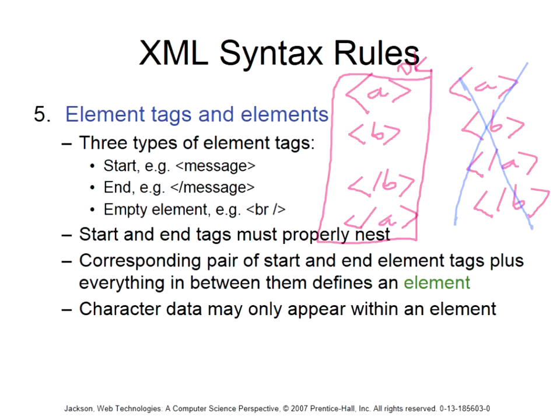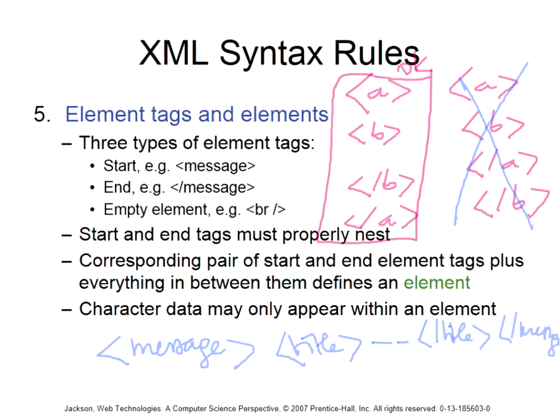Start and end tags must be properly nested. For example, here, if we have A, B, and then end B and end A, this is okay. But if I write A, B, and then end A and end B, this is not correct. It is clear?